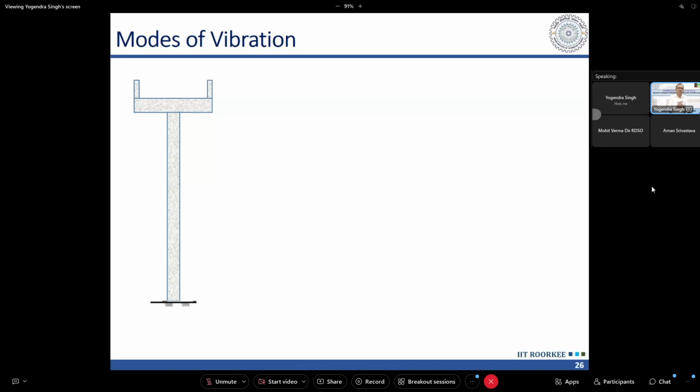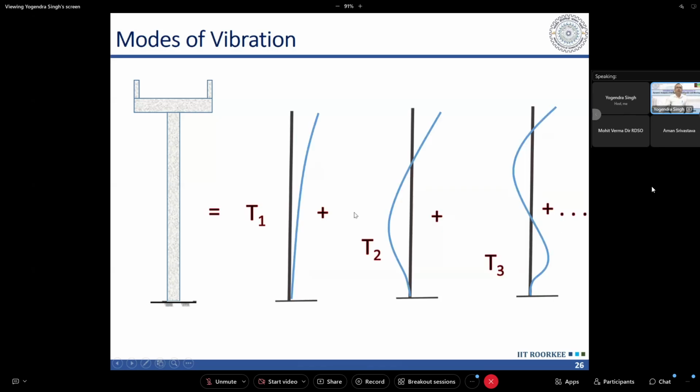Any structure, whether it is a bridge or a building, vibrates in different modes. So there are what we call natural modes of vibration. A structure consists of a number of such modes, and the total number of such modes is equal to the number of degrees of freedom in our structure. Each mode has a corresponding mode shape.